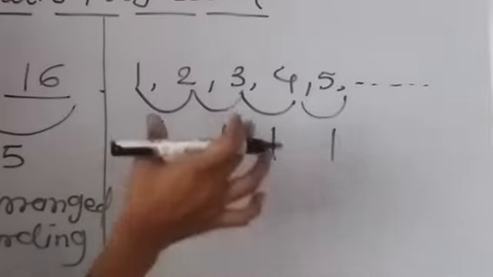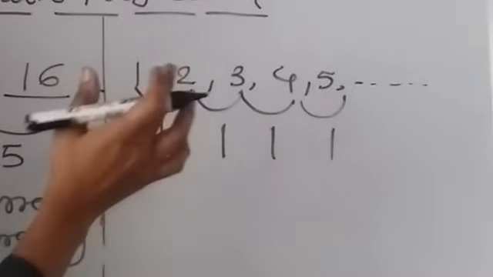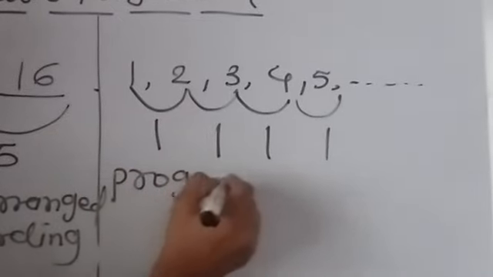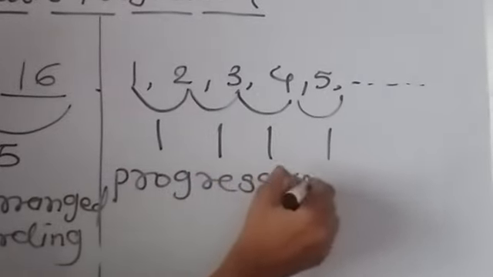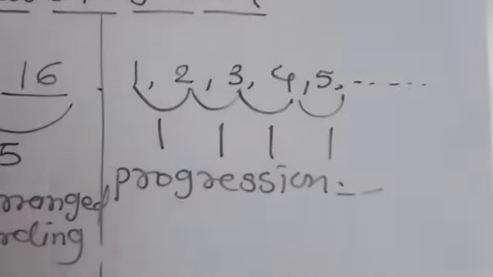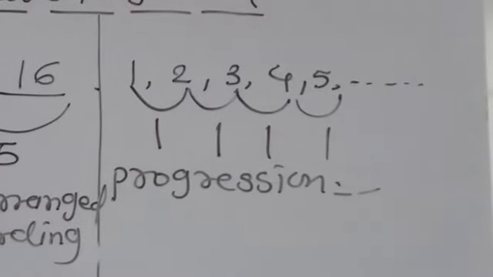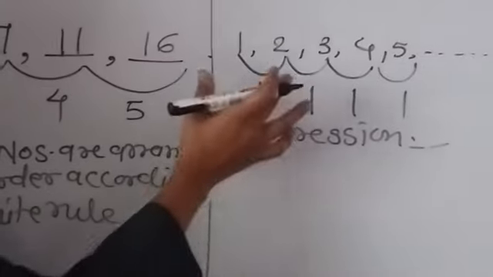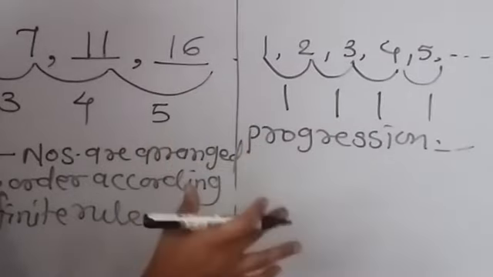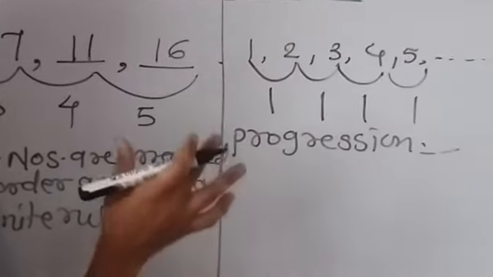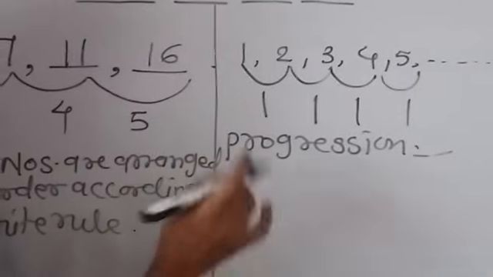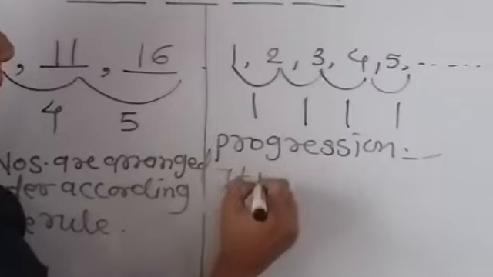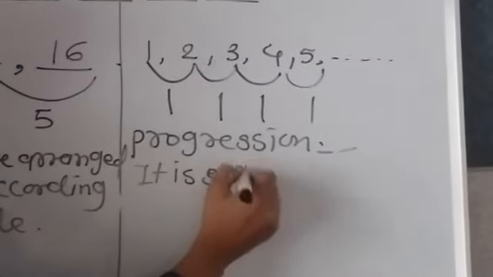Which means the difference is the same. So these are called a progression. So students, a progression is also a sequence, but here the difference between two consecutive terms is the same. It's called a progression.